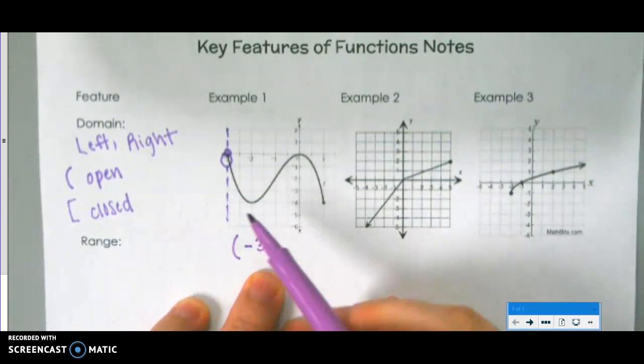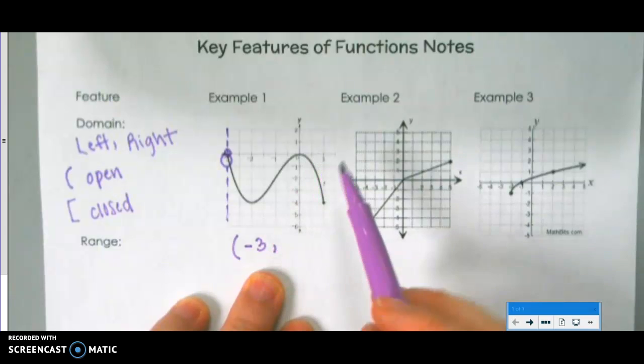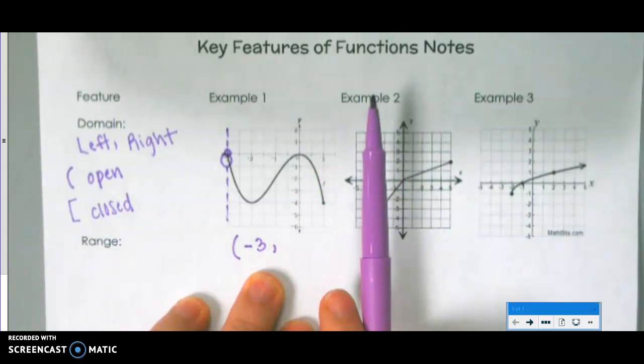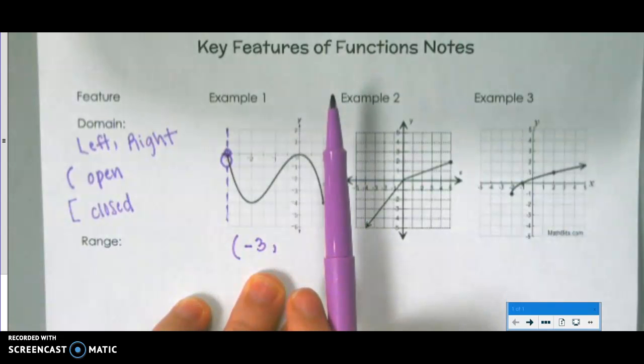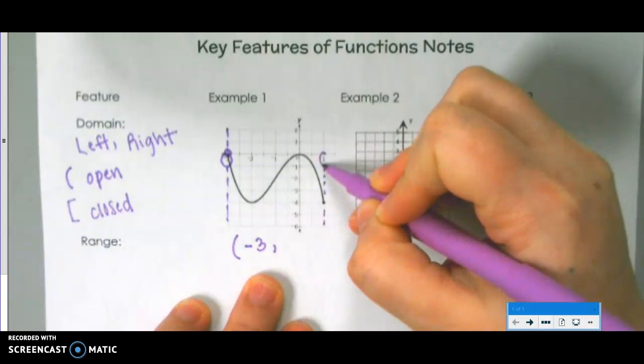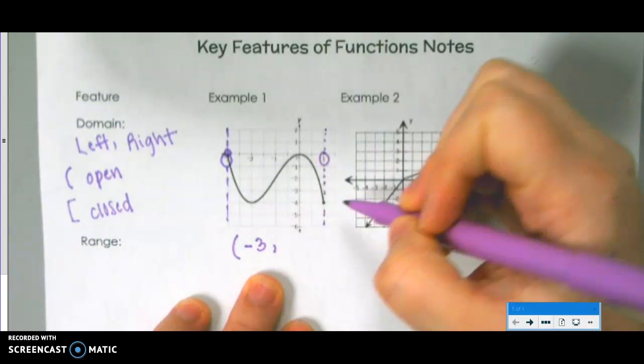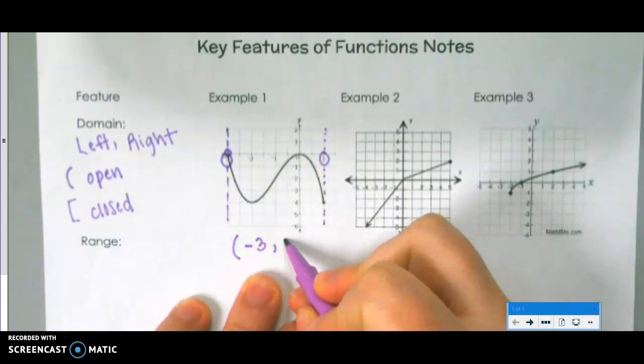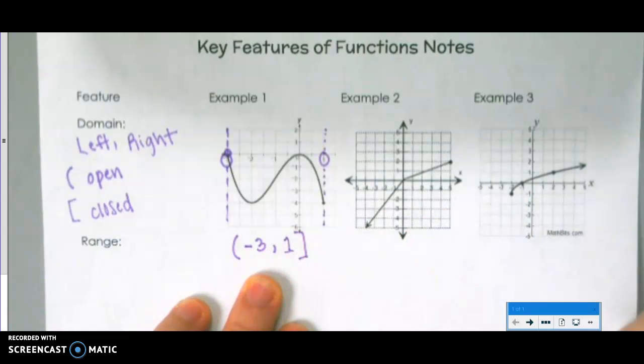And again, it's continuous, so I don't have to worry about any weird breaks, but come from off the paper and then approach the graph from the right. And I can see this x value is 1. And that's a closed circle there. So 1 will get a bracket.